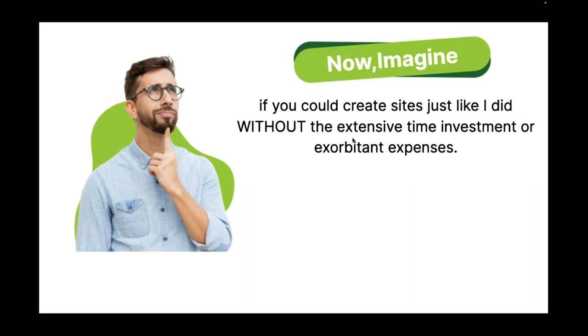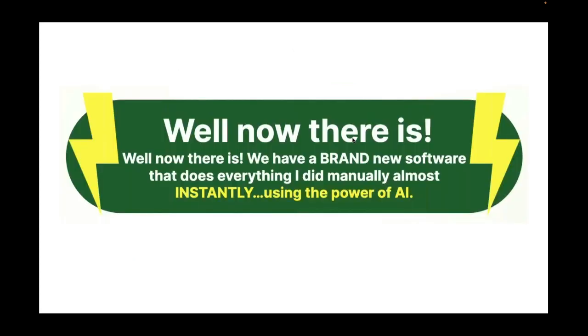Now, imagine if you could create sites just like I did without the extensive time investment or exorbitant expenses. Wouldn't it be great if there was an easier and cheaper way to create these profitable membership websites? Well, of course, now there is. We have a brand new software that does everything I did manually almost instantly using the power of AI. AI has been a complete game changer for us. It just allows us to do things that we were never able to do before. And the thing with AI that I think people don't understand is that it's really powerful, but a lot of people don't know how to actually use it to get results. And that's what makes this such a powerful system: Brett's actually harnessing the power of artificial intelligence to create something that is designed to get results.